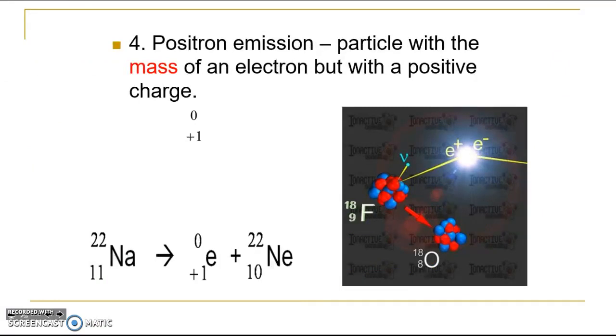Okay, and last but not least, we're going to call this one positron emission. Positron. It's a particle with the mass of an electron, but with a positive charge. So, positron, almost like a proton, and if that's what you want to write, go ahead. It's basically a proton. Mass of an electron, so it's smaller than a proton, but it does have a positive charge. So here's the symbol.